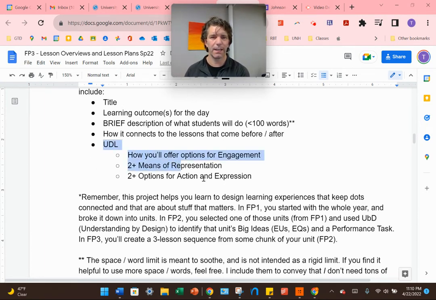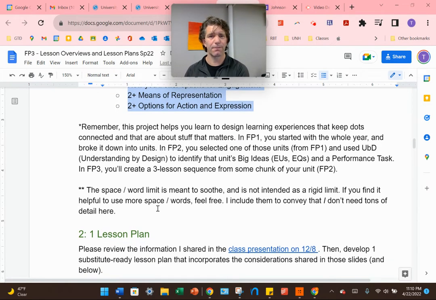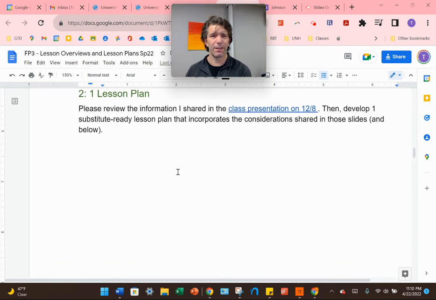Additionally, don't forget, UDL has been an emphasis throughout the semester. I want to see explicitly how you offer options for engagement, how your representation has options, and how your action and expression has options. I'm going to skip these things, but these are worth reading. I just want to be efficient with our time here.